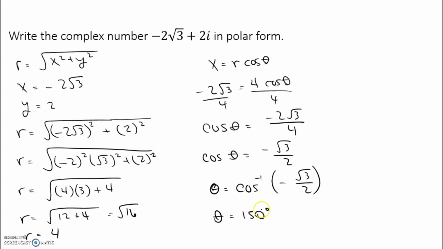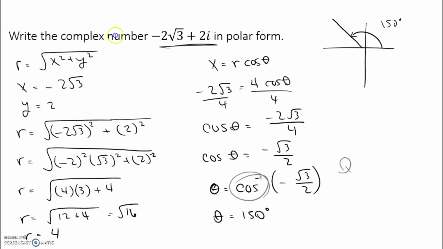Now before I say, okay, my answer is 150, let's make sure that we're in the right quadrant. So our x is negative and our y is positive. So we should be in the second quadrant. Well, 150 is in the second quadrant. Because remember, the inverse of cosine gives you angles in quadrant 1 and quadrant 2. Since we are already in quadrant 2, we don't have to change anything. We can go ahead and take the 150.